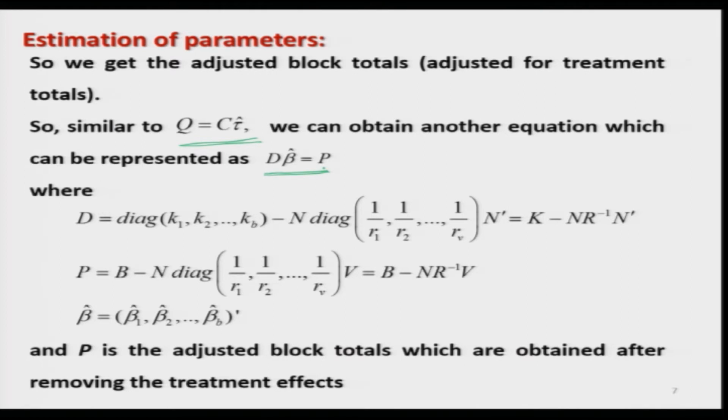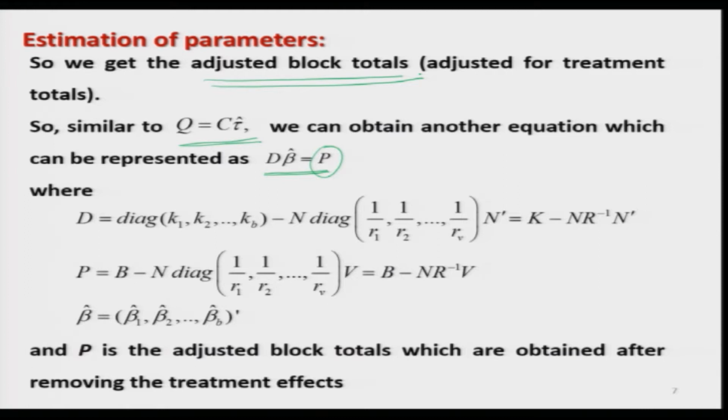So, now you get here this p as the adjusted block totals. And now you have to understand, it is actually more important here to know why this is called adjusted. If you try to see in the case of RBD, you did not have adjusted treatment totals or adjusted block totals, because all the equations were estimable, you could use the parameters without any problem. So, that is why there was no difference between so-called adjusted or unadjusted.